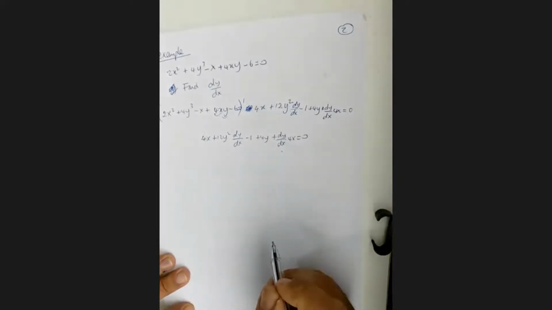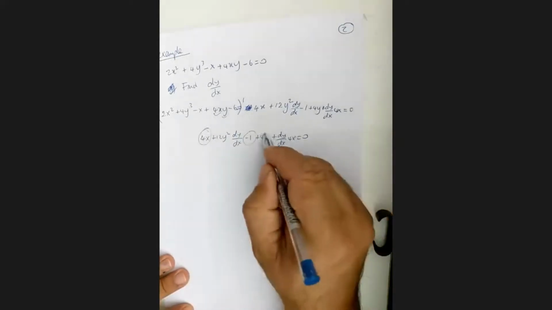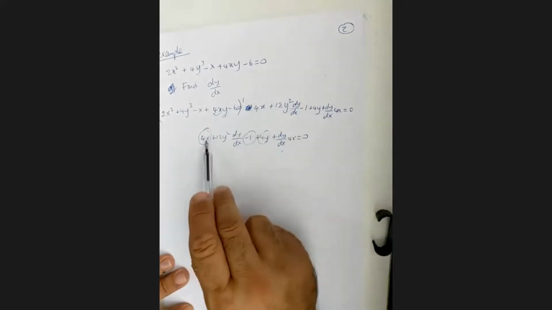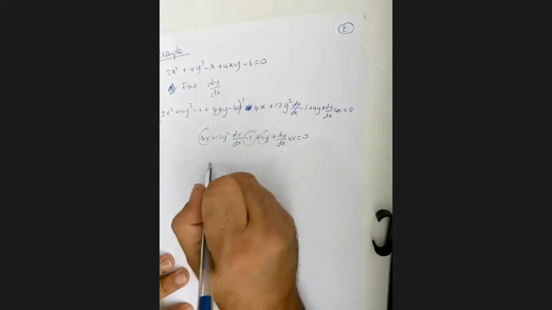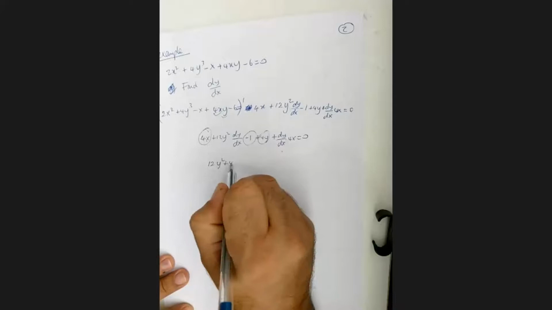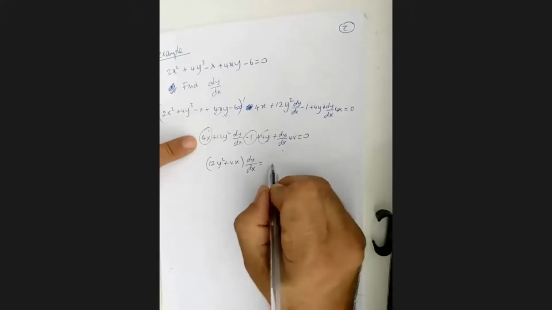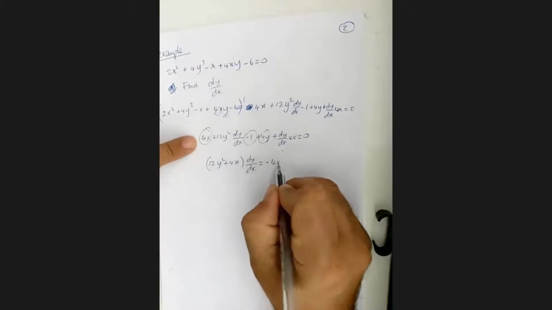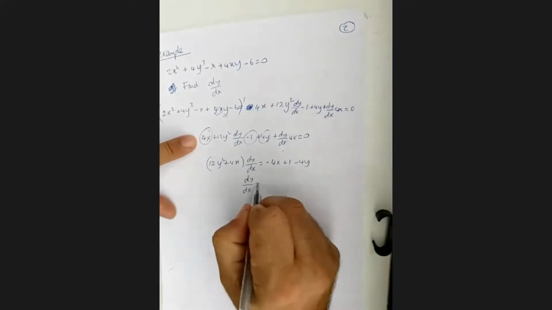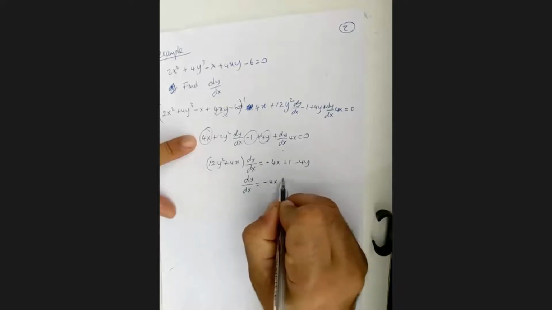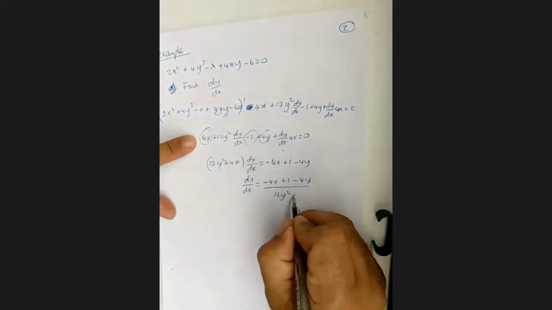Now I am going to move that one and that one to the right-hand side because they don't have any dy over dx nearby. And put 12y squared plus 4x in the brackets with dy over dx there. Move them to the right-hand side: minus 4x plus 1 minus 4y. So dy over dx is going to be minus 4x plus 1 minus 4y over 12y squared plus 4x.